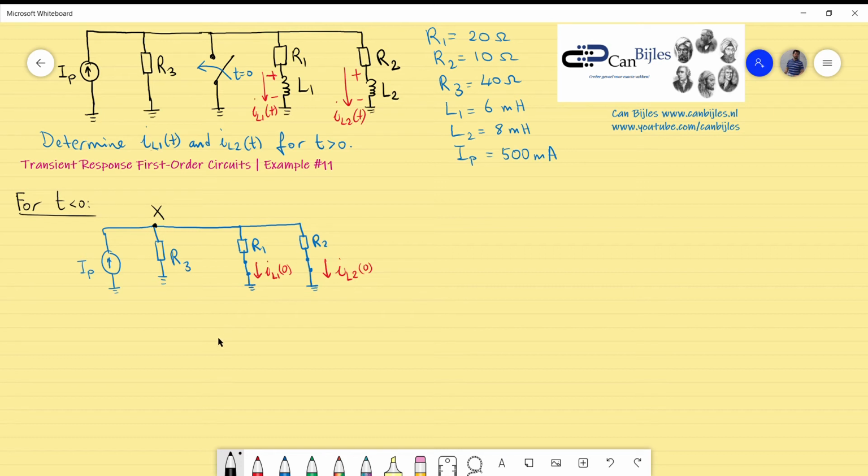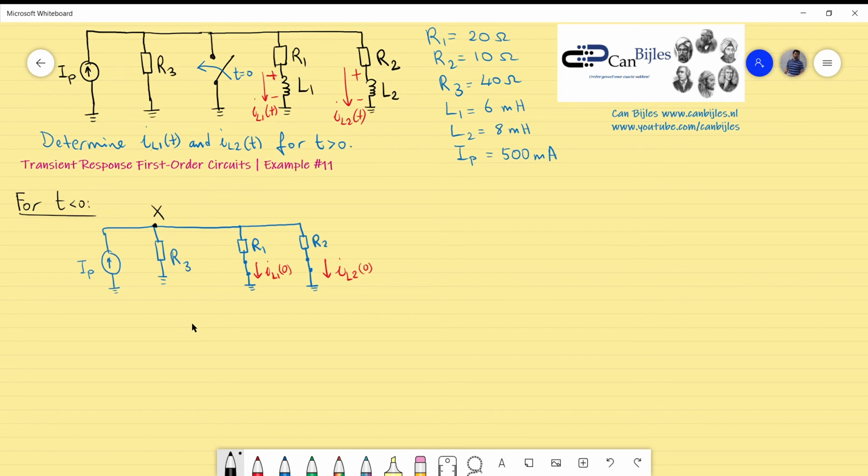How to do that, and where do you need to be careful when you carry out the calculation? If you want to know the current IL1, what you need is two resistors, R1 and another resistor, but we have three resistors in total. So we need the equivalent of R3 and R2. That's what you need to write down, and it's the same story for IL2. If you want to calculate the current through this branch, you need again only two resistors, so R2 and another resistor. This is the resistor which you need to make up as the equivalent resistance.